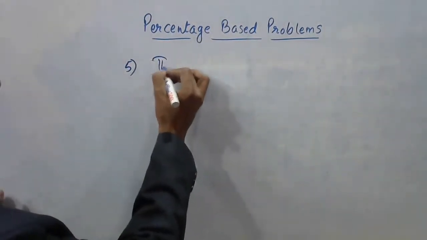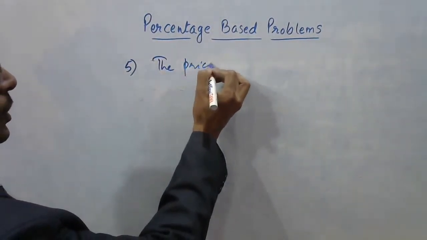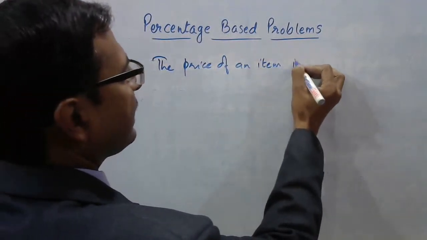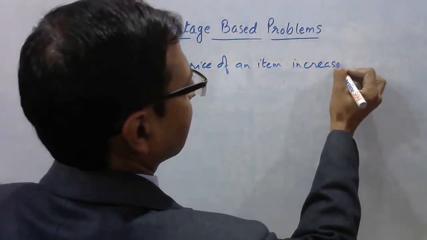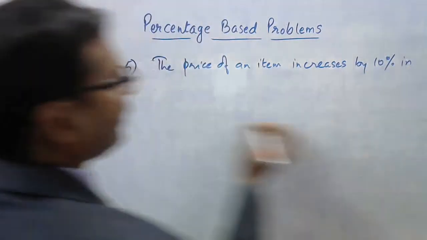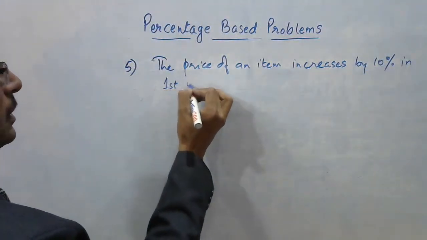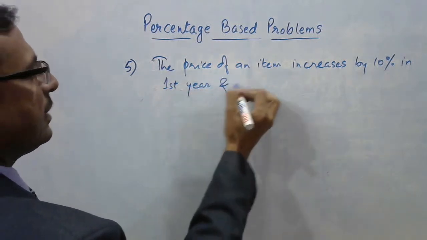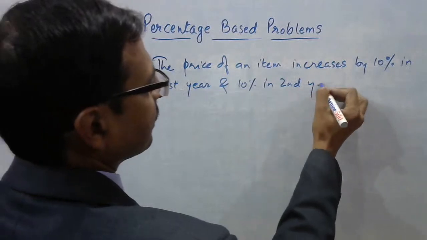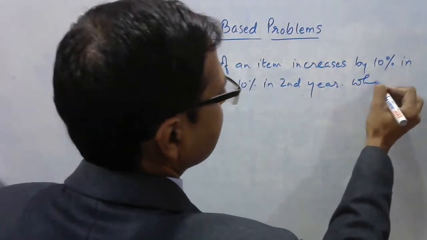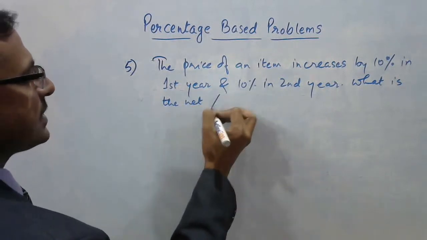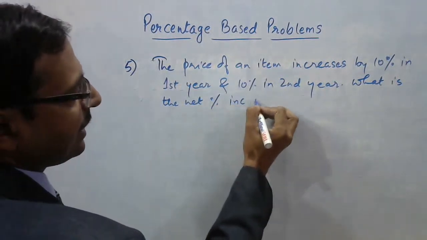The price of an item increases by 10% in first year and 10% in second year, what is the net percentage increase in price?